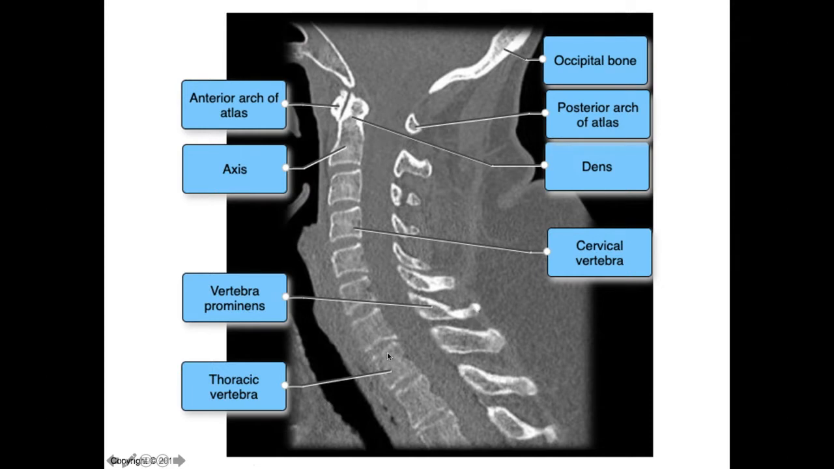And after C7 comes T1, your first thoracic vertebrae. So you have to know how to count. C1 goes across, C2, C3, C4, C5, C6, C7. Those are the vertebral bodies. And these are the spinous processes. And then you got T1, T2, and T3.